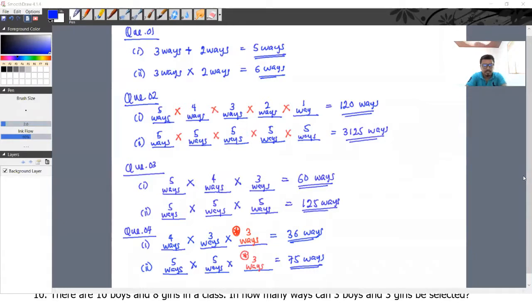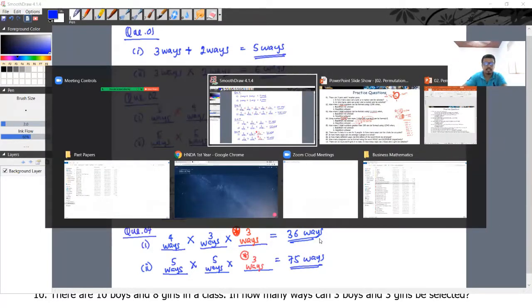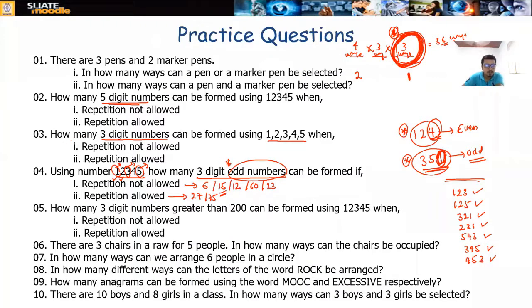Next is question number 4, part 2. Using these given digits 1, 2, 3, 4 and 5, these are the digits they have given. Using these 5 digits, what we need to do? We need to form 3-digit odd numbers.